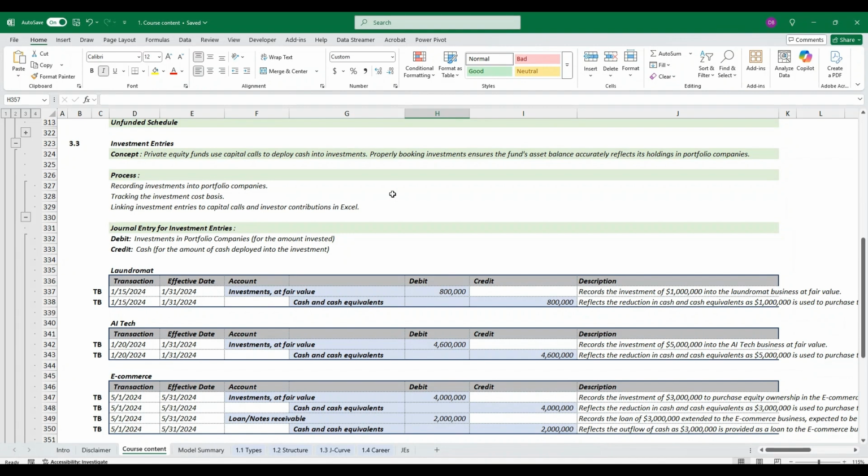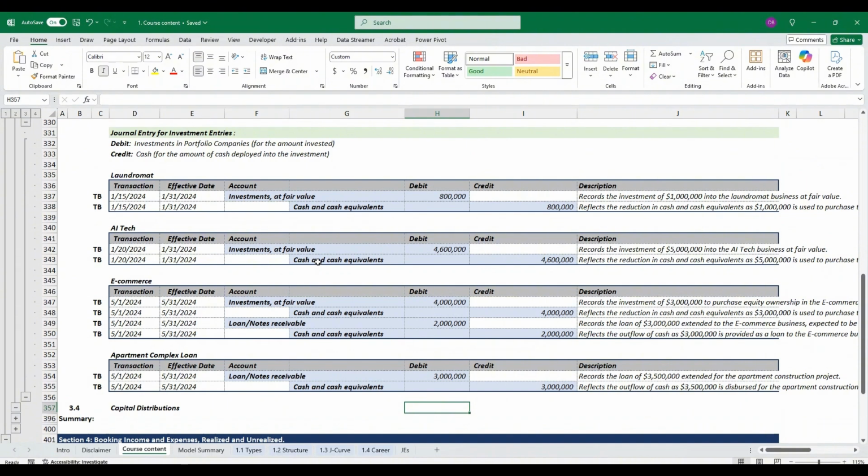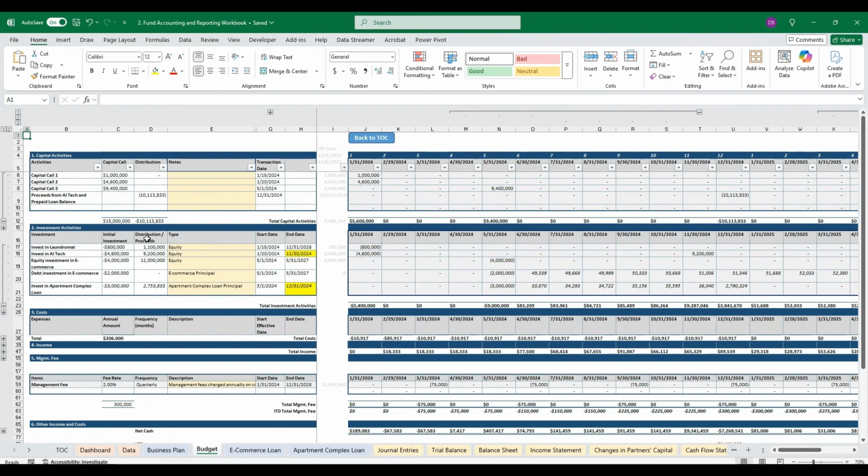So for the journal entries for investment, we will debit the investment in portfolio companies and then credit cash for the amount of cash deployed in the investment. As we mentioned earlier, we have 4 investments. Let's go back to our budget and we will see these 4 investments.